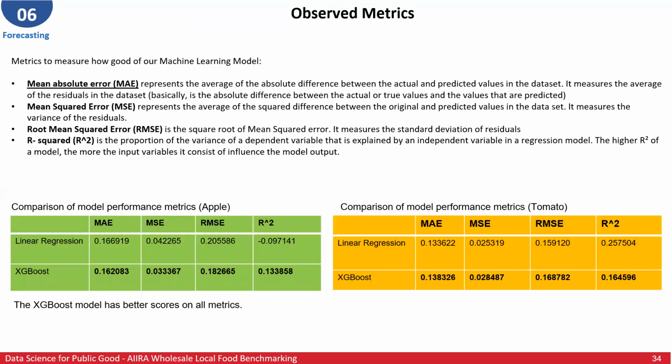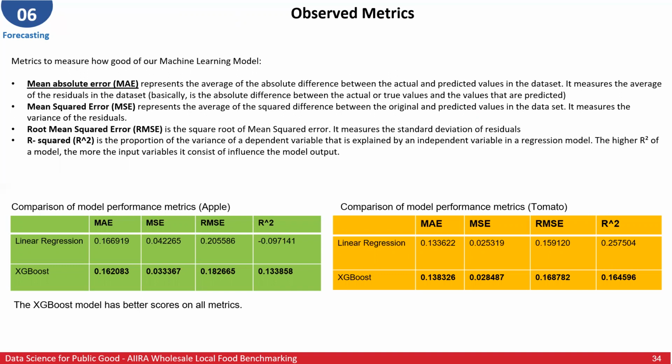So then on the next slide, our observed metrics. To find out how well our model did, we used mean absolute error, mean squared error, root mean squared error, and R squared. Some of these metrics are pretty confusing for most people that aren't familiar with machine learning. So I'll just explain mean absolute error, because that pertains the most to our project.